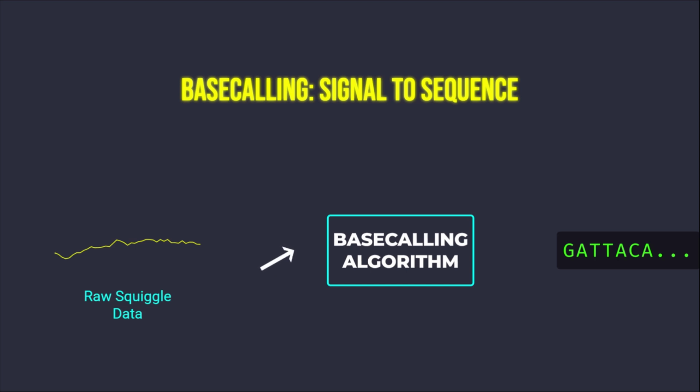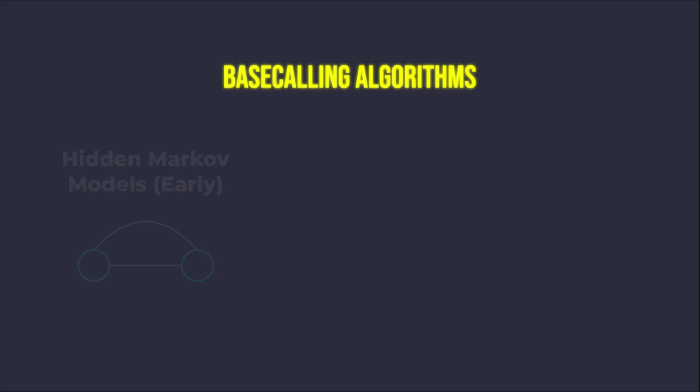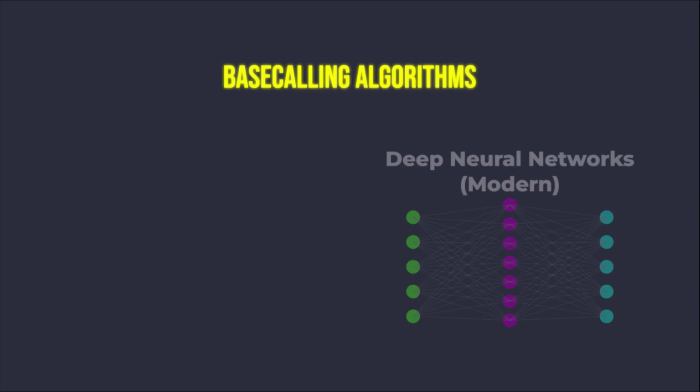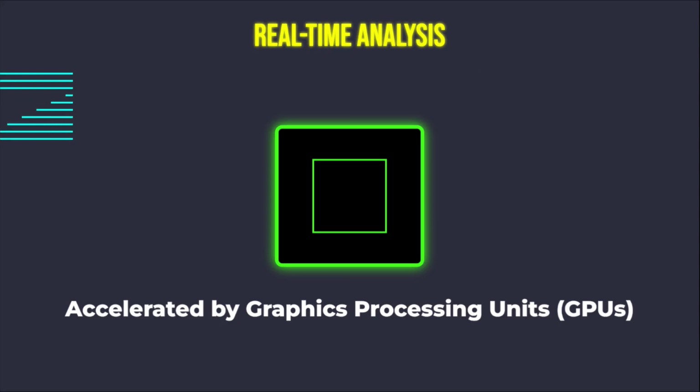Basecalling is the computational process that translates these current measurements into the standard adenine, thymine, cytosine, guanine sequence. Early basecalling relied on hidden Markov models, but modern systems utilize deep neural networks and machine learning algorithms. These algorithms are trained on known sequences and their corresponding current signals to accurately predict the k-mer responsible for a specific current level. This computational step is often performed on a dedicated graphics processing unit to keep pace with the high data output rate required for real-time analysis.